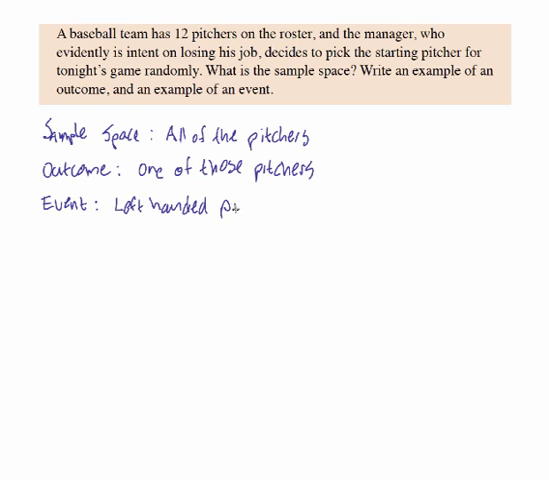That's a really nice example of an event because it's made up of more than one outcome, assuming that there are some left-handed pitchers and more than one on this roster. Then if he chooses a left-handed pitcher, there's several different ones he could choose from, and so there would be several different outcomes that satisfy that event.